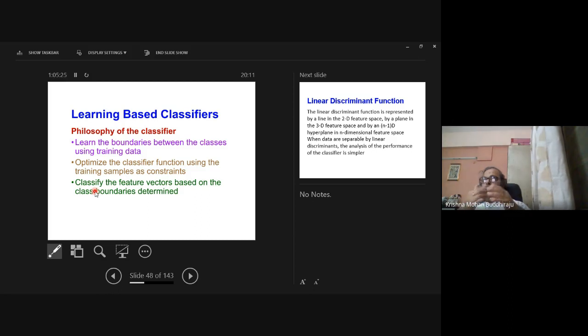So how do you do it? For that, you need to define an optimal classifier that should satisfy the training samples first. Before you deal with test samples and the total images, the first thing is you should make sure that all the training samples are correctly classified. Then you have to go for testing, validation, and then deploy it for practical purpose.